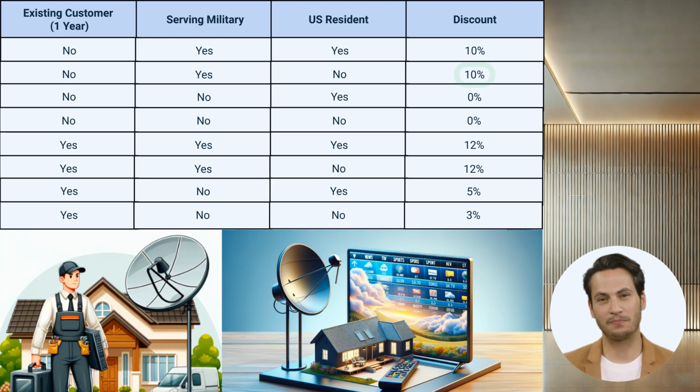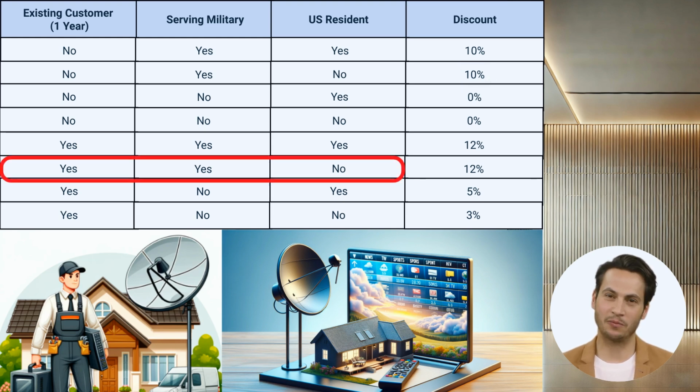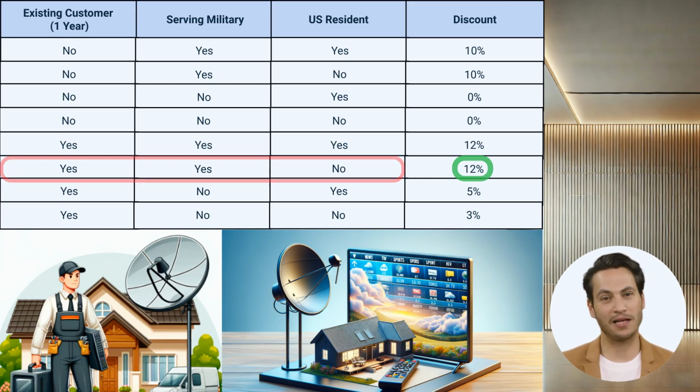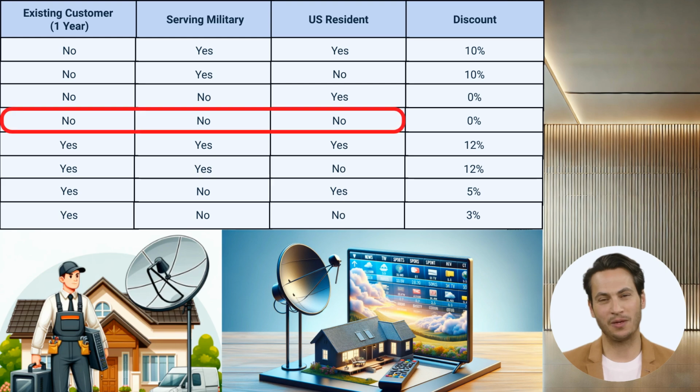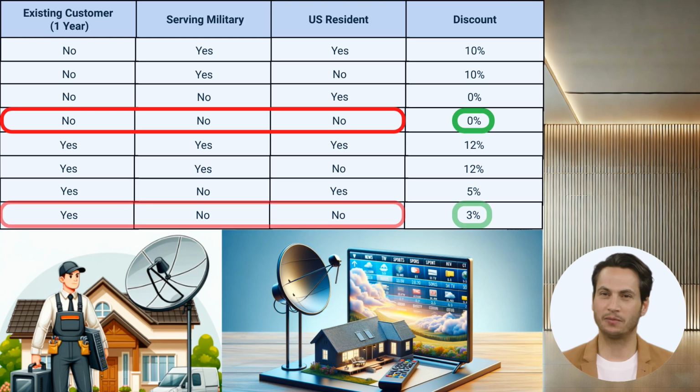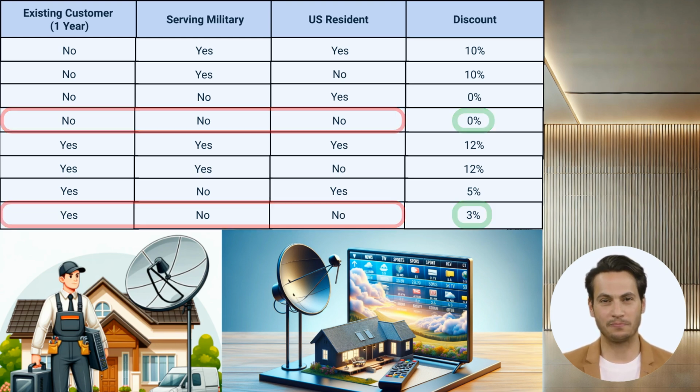Let's now consider another customer who purchased a TV package more than 1 year ago. As a loyalty reward, their discount is increased from 10% to 12%. Finally, we'll look at a new customer who is not serving in the military and doesn't reside in the U.S. No discount is applied. However, the same customer will get a 3% loyalty discount after their first year.